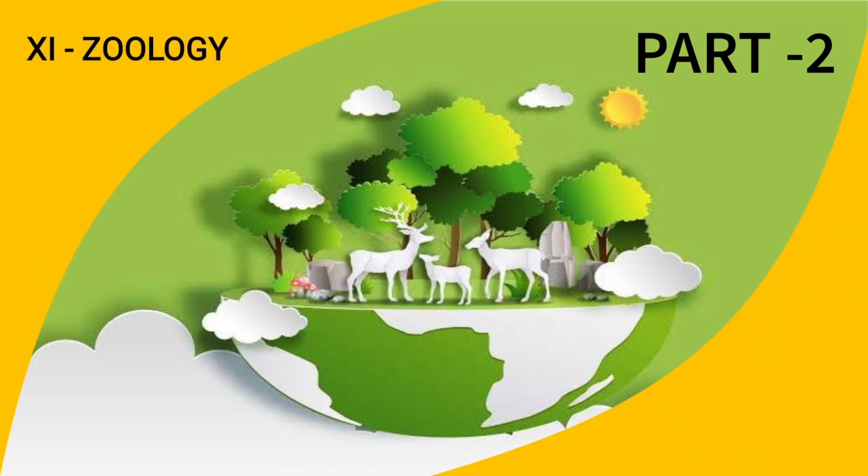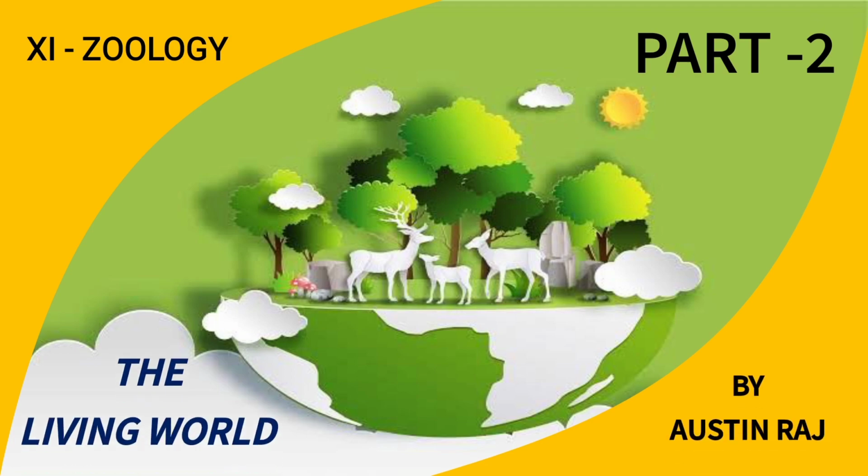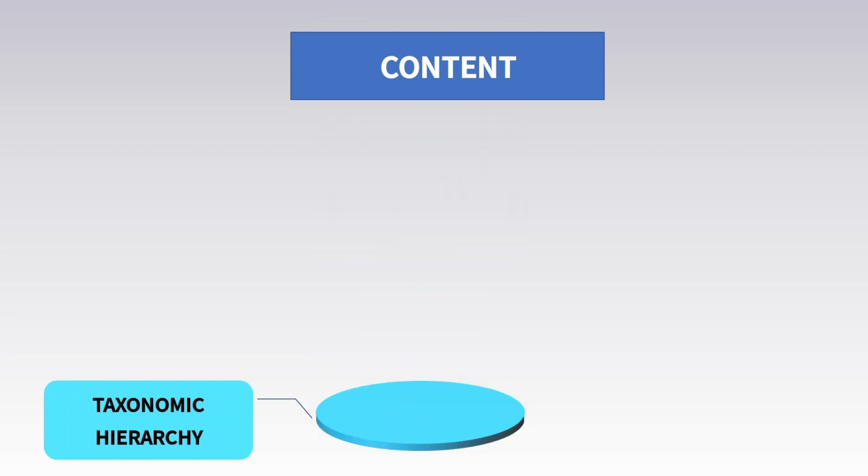So first, we are seeing the living world. So in that first, the content page. What is the topic that we are going to learn today? First one, you're going to learn about taxonomic hierarchy. Okay, what is this taxonomic hierarchy? Is we have several categories in classifying the animals. So that is what we will tell it as a taxonomic hierarchy. Okay, so we'll learn clearly about that.